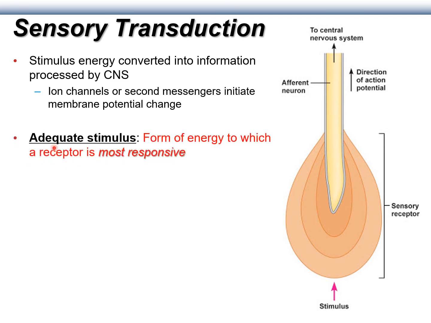But again, with adequate stimulus, the membrane potential change is going to be higher for a smaller amount of signal. That's what we mean here. The membrane potential change will be greater in magnitude for less energy from the stimulus to which it is most responsive, and that's the adequate stimulus.